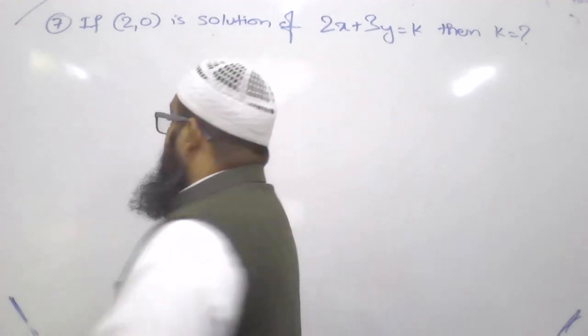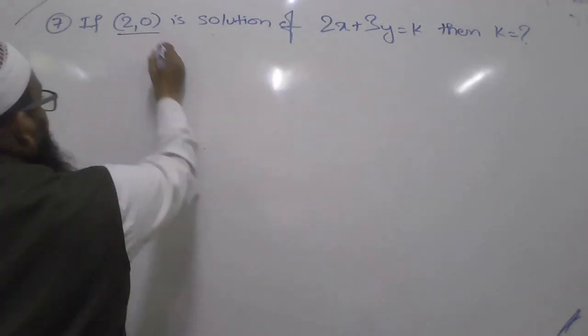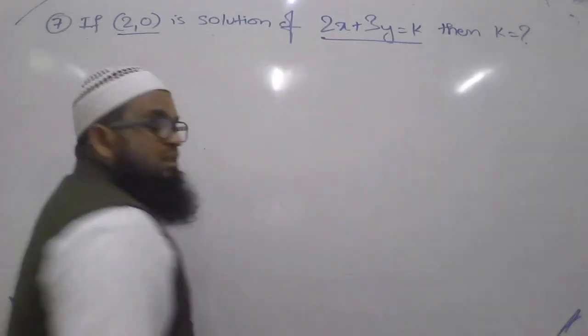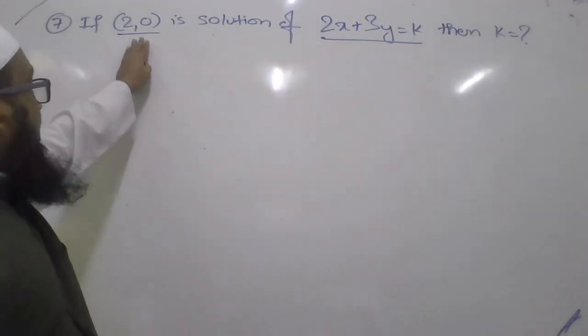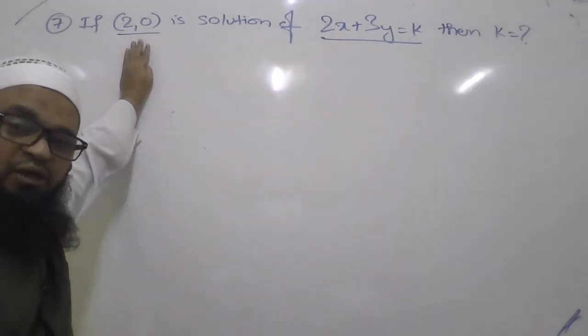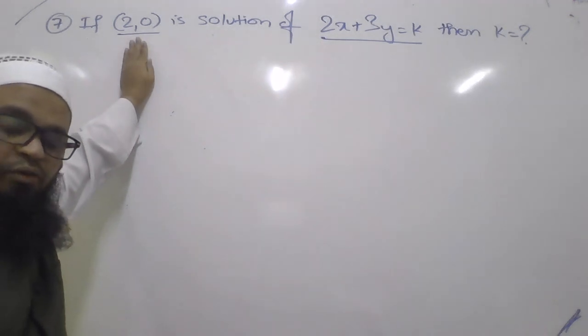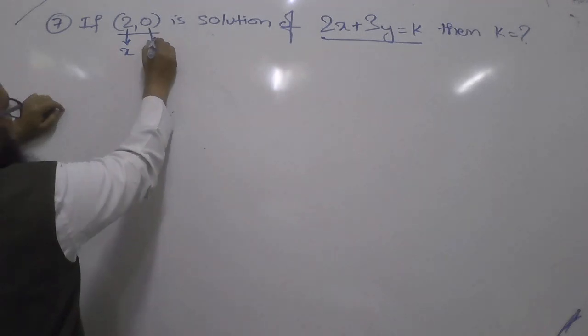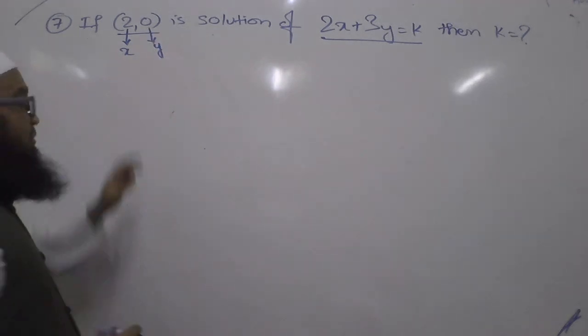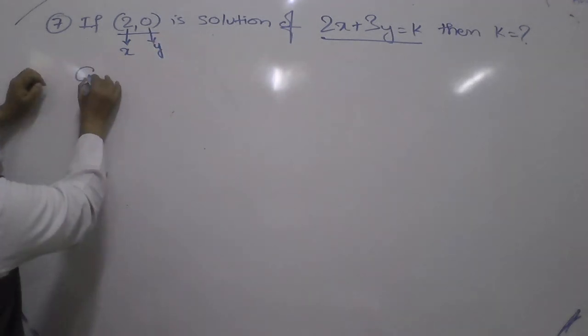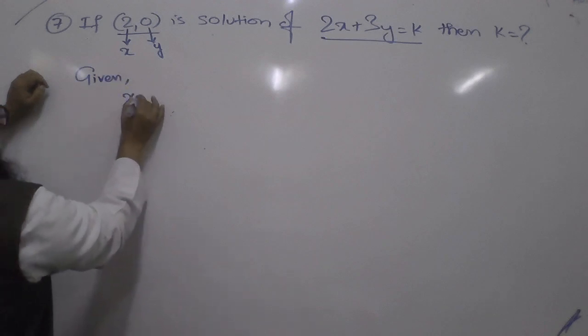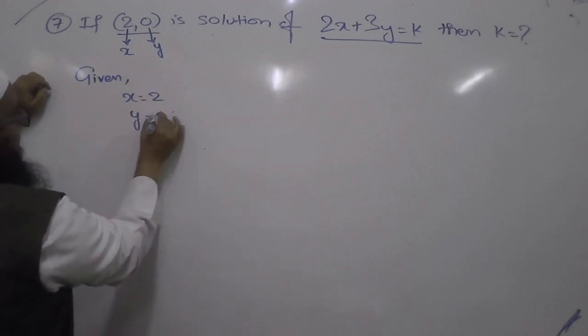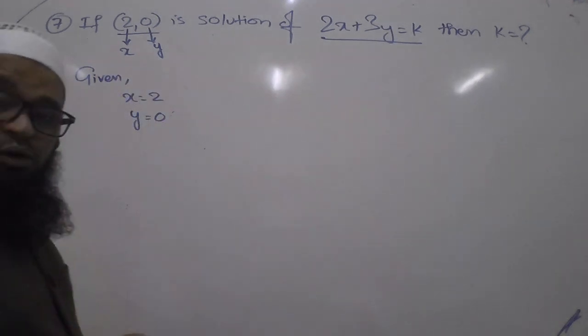So now he has given 2 comma 0 is the solution of 2x plus 3y equals k. When you write it in coordinate form, so what do we say? This is first x coordinate and this is y coordinate, right? So that means, what is given? Given x is equal to 2 and y is equal to 0, and these are solutions.